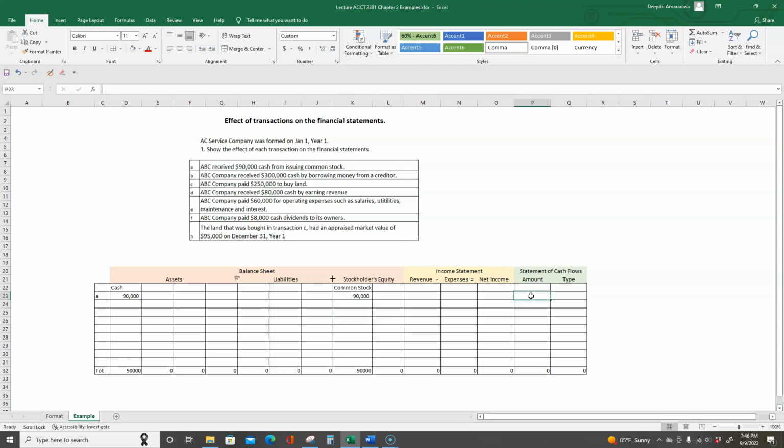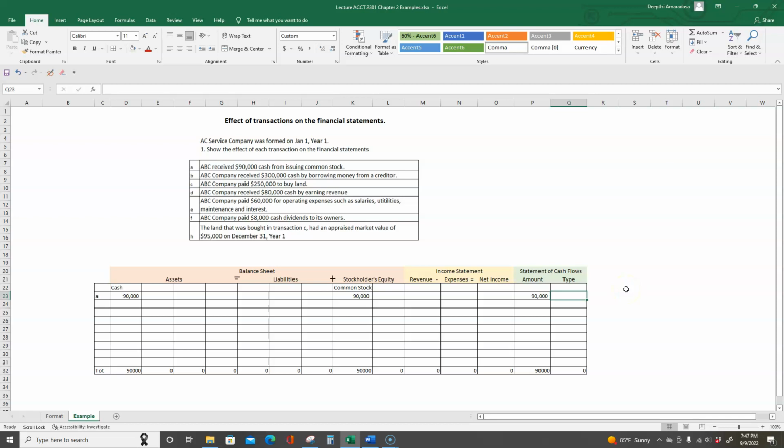Yes, it did. We know our cash increased. So if our cash was affected, our statement of cash flows is affected. Cash increased by how much? It's a cash inflow of 90,000, so I'm going to put that as a positive number. And then they want to know what type of cash flow.